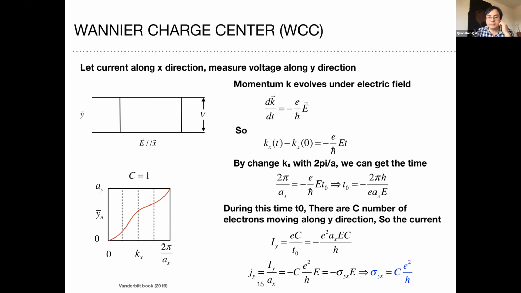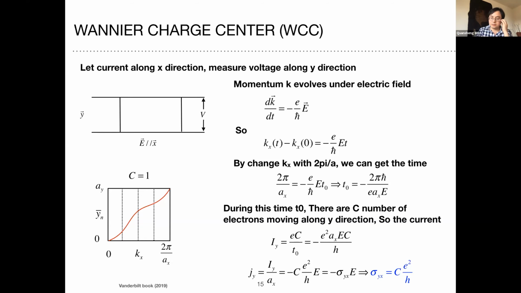So it means that during this period, there are C number of electrons moving along the y direction. Here in this plot, the Chern number is 1. But if you have more, if the Chern number equals 2 or 3, then the current is equal to E times the Chern number divided by T0.